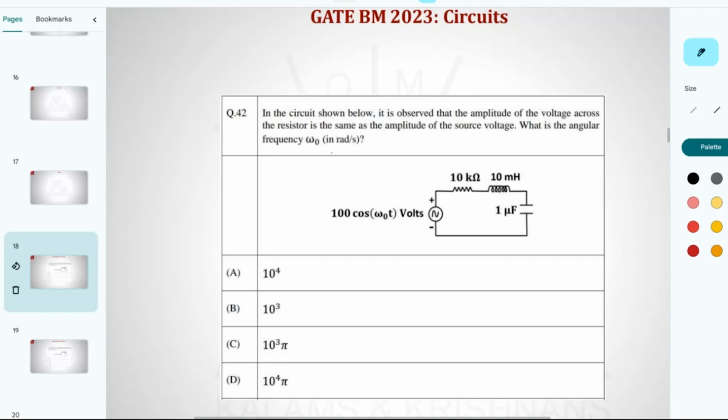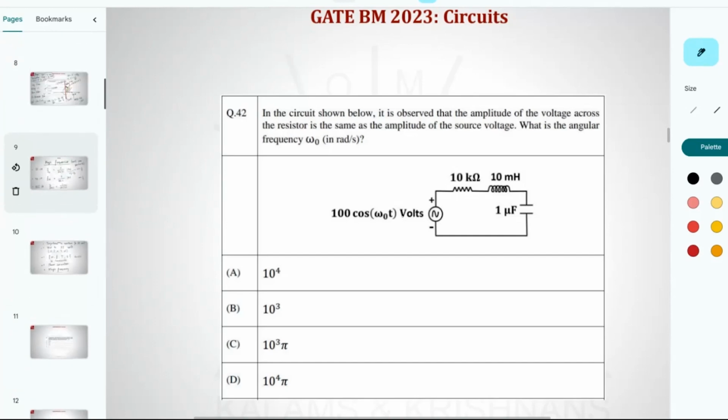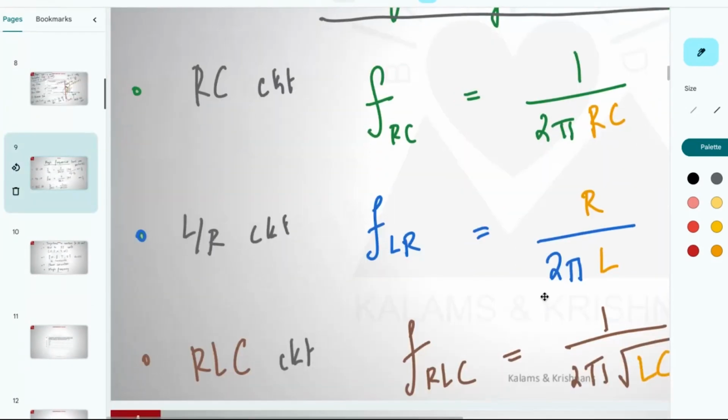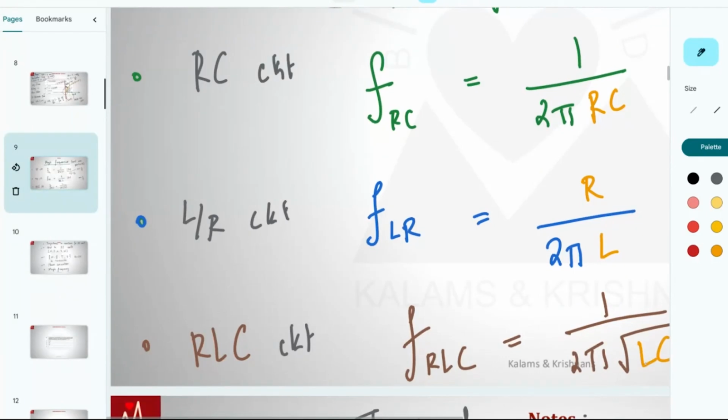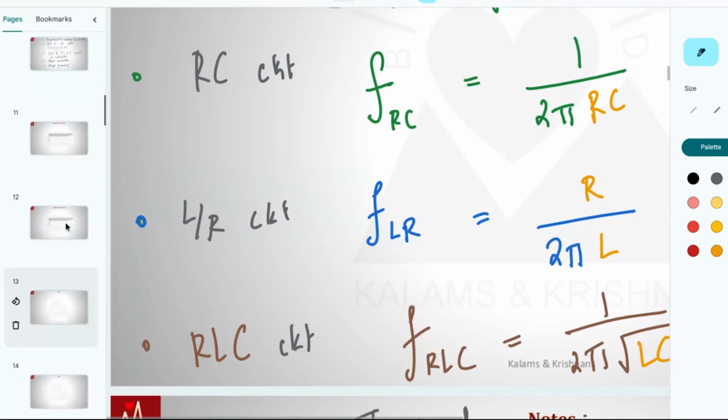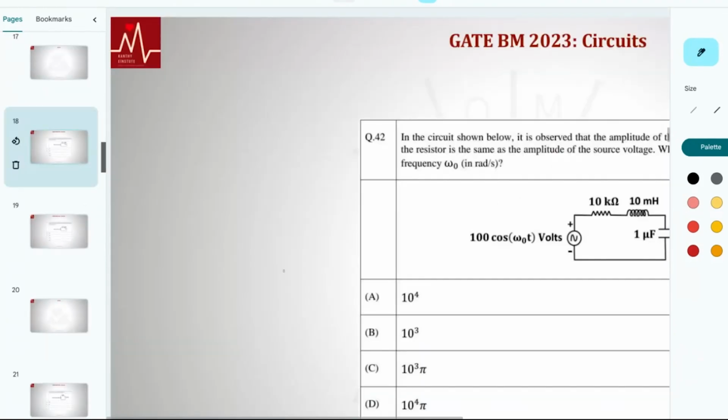Even if you did not know anything, for an LCR circuit, the magic frequency is 1 by 2 pi square root of LC, and you can get that answer correct. This is the frequency in hertz. The question is asking for the frequency in radians per second, so that will be 1 by square root of LC. If you get that, you could answer this question. I told you the two answers. The condition stated in the question means the impedances are the same. You could answer.